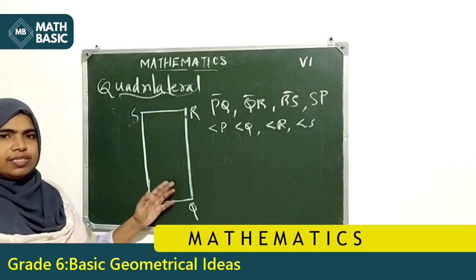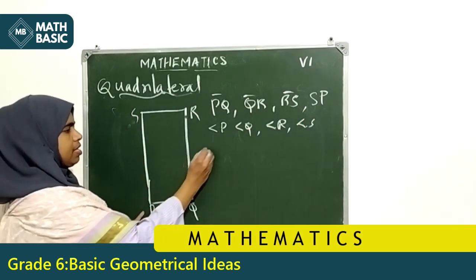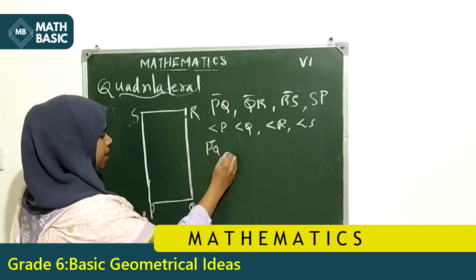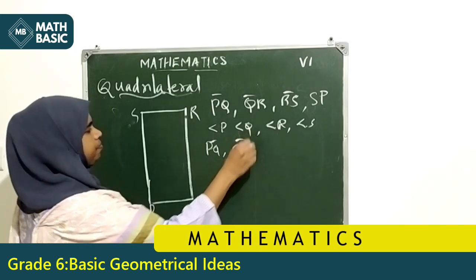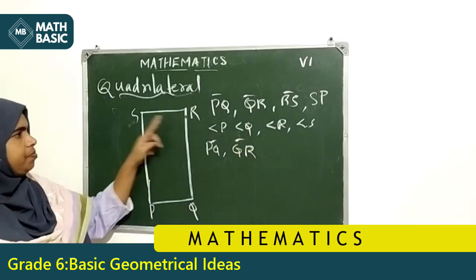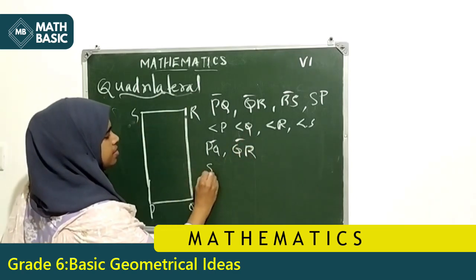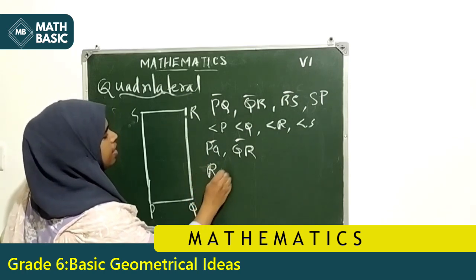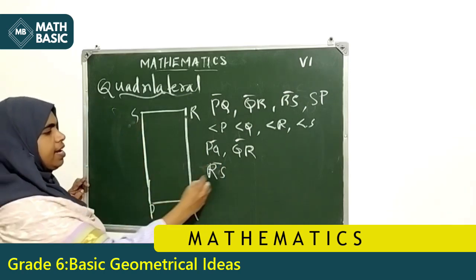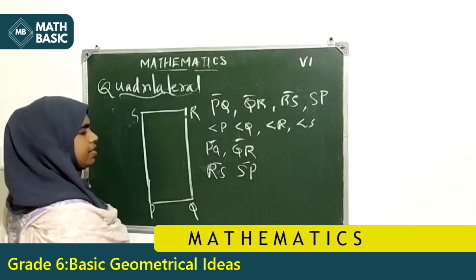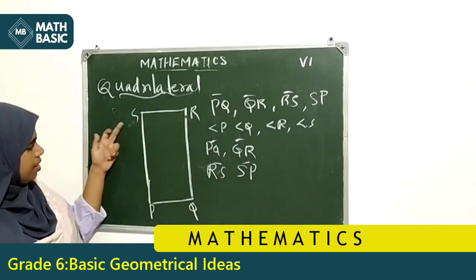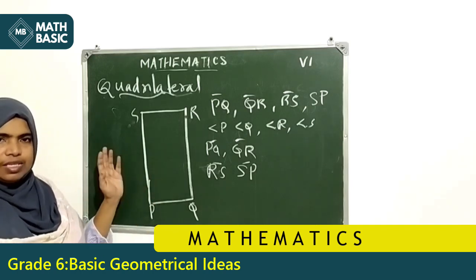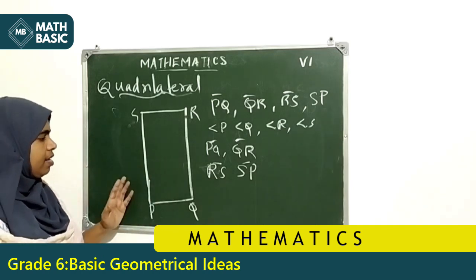Then which are the adjacent sides? Side PQ and side QR, or side RS, side RS and side SP. Then which are the others? SP and PQ. These are adjacent sides.